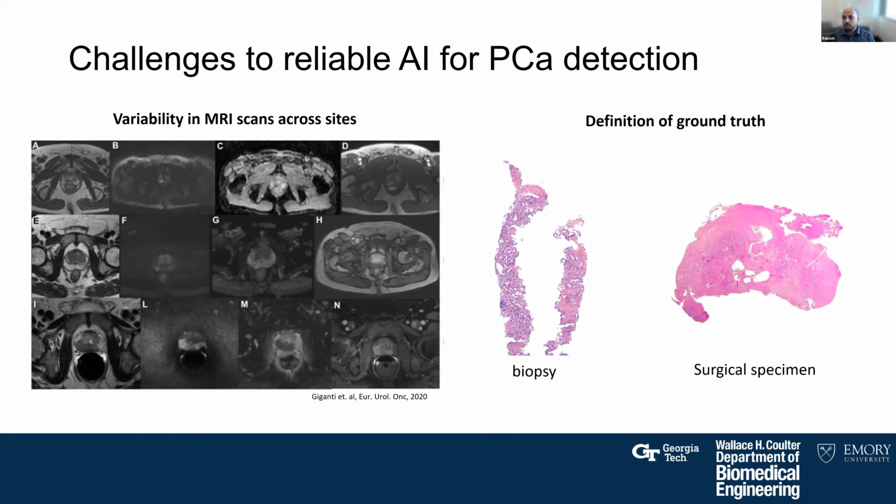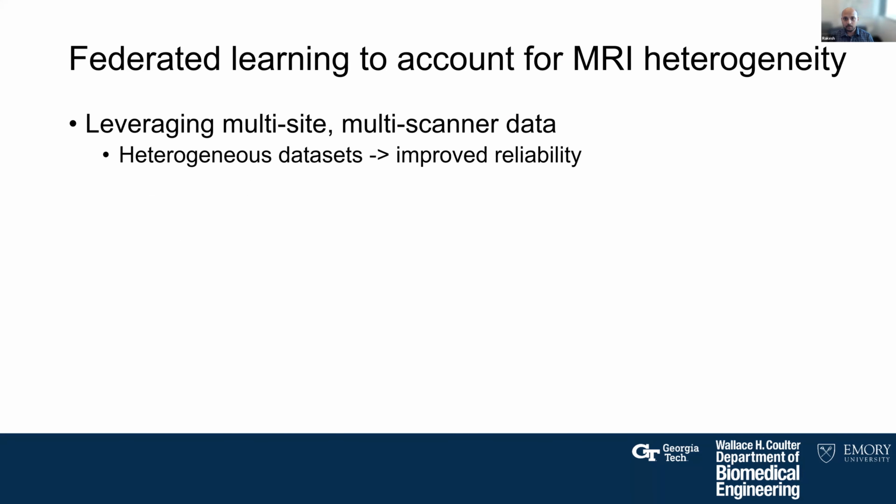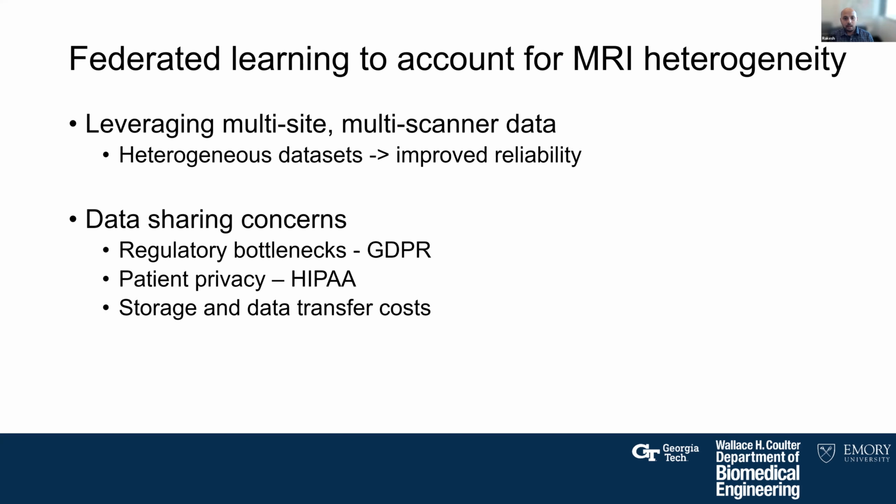And the other challenge is the ground truth definition that is used for training the AI models. It could either be from biopsy or surgical specimen or radiologist reads. One of the solutions for tackling these challenges is to leverage multi-site, multi-scanner data to improve the heterogeneity of the datasets and therefore improve the reliability of AI models for prostate cancer detection.